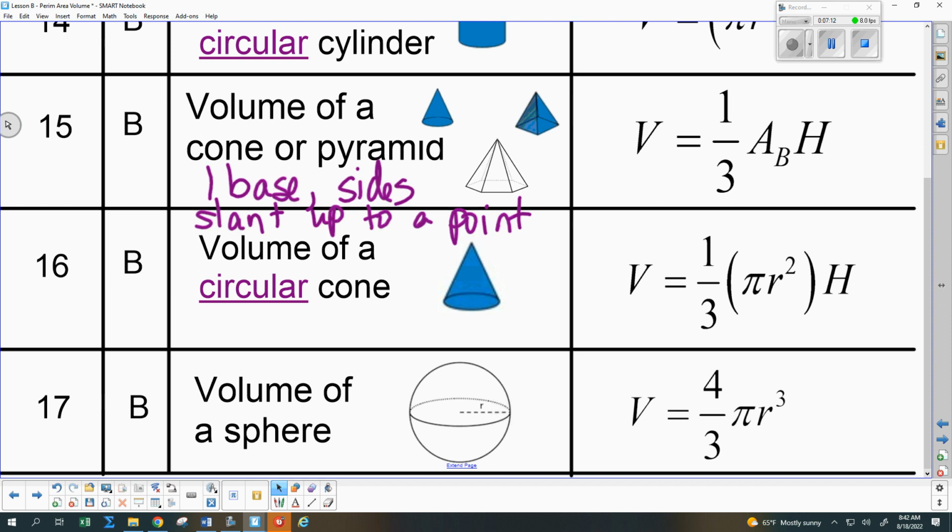Pretty much got that one down. Does anybody need me to wait before I go to the surface area formulas?